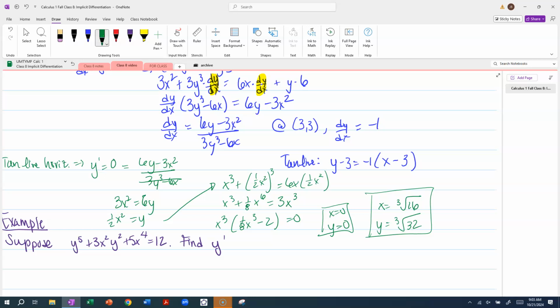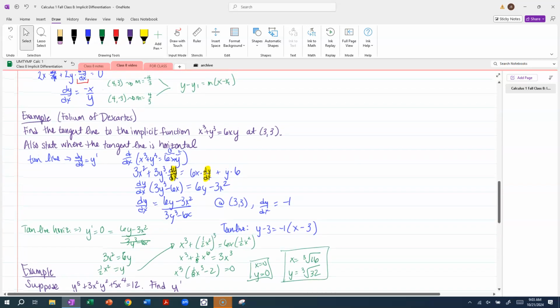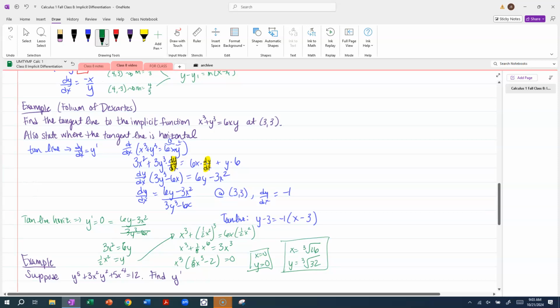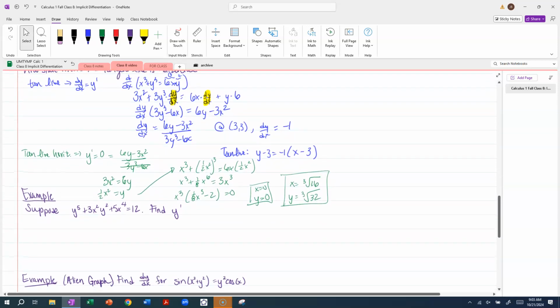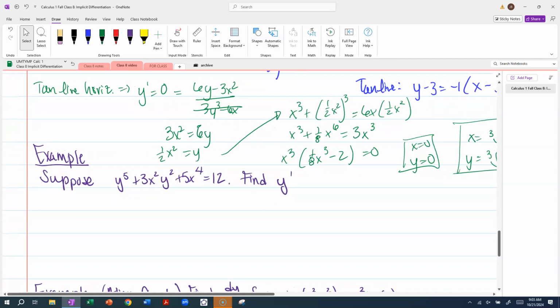We found, with the folium of Descartes, the tangent line at 3, 3, and then also where the tangent line is horizontal. Again, if you're looking for where the tangent line is vertical, that would be the denominator, setting that equal to 0. Okay, next example. I want you to pause the video, try and find this derivative, and resume the video when you're ready to see the solution.